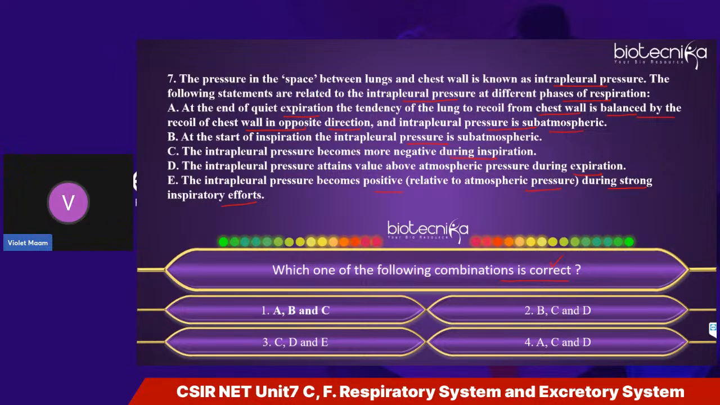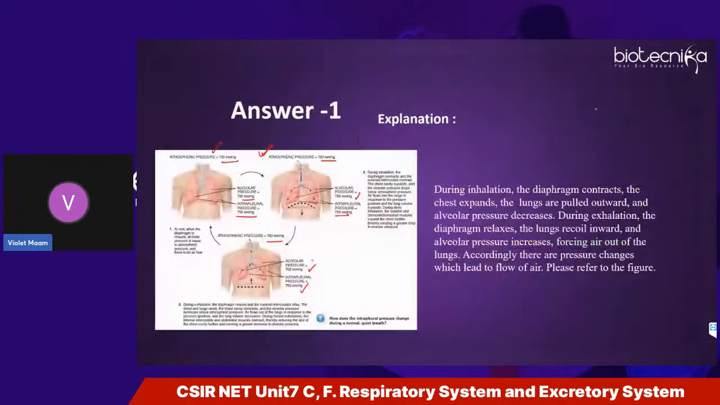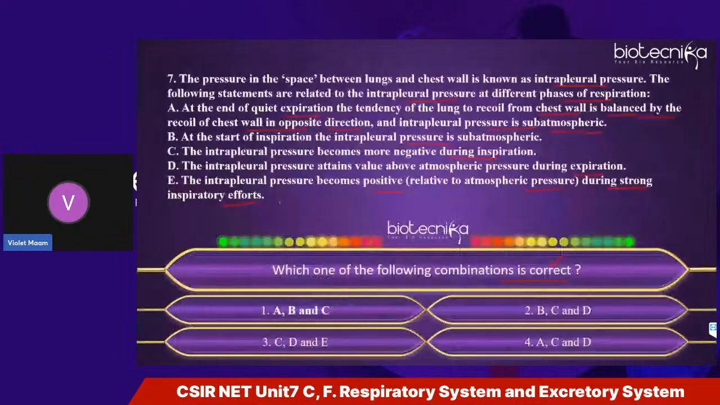When expiration occurs, we know what happens: the chest wall will come back to its own position, right? So the first part of this statement is correct. And now about the pressure. Intrapleural pressure is subatmospheric. Is it subatmospheric? Yes, it is 756, which is less than atmospheric, 760. So A is correct.